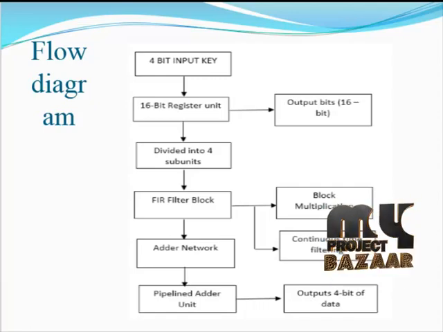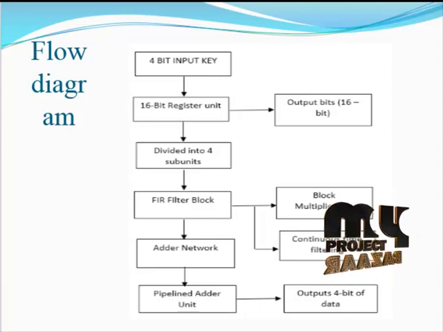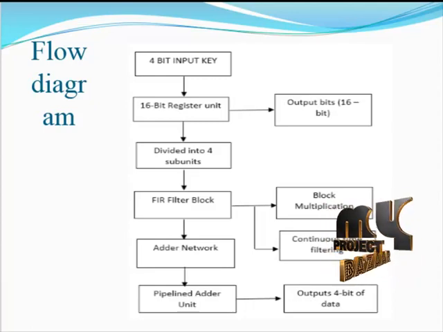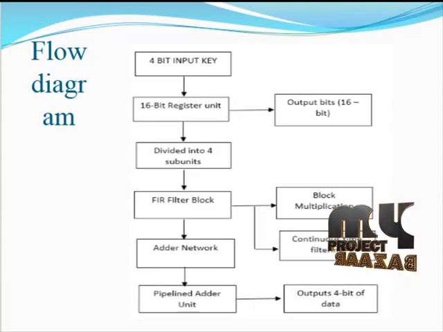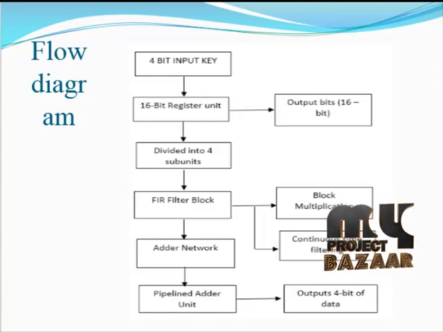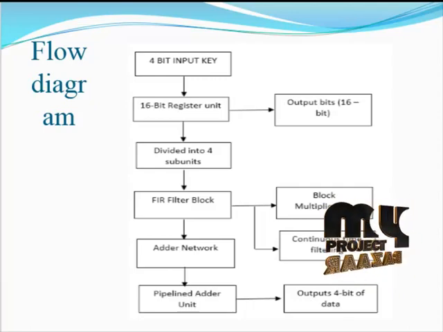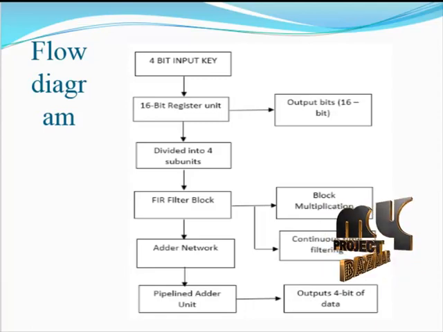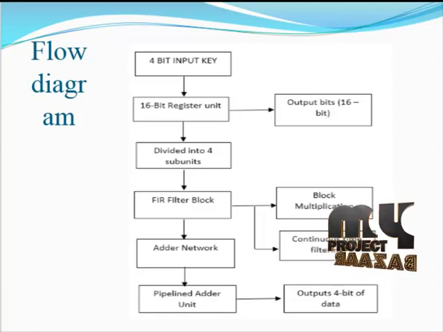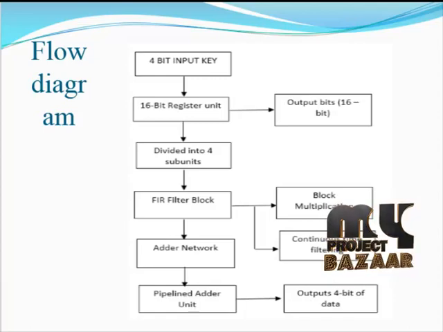The register unit has D flip-flops to store the data. The D flip-flop stores the data, and the input of the D flip-flop is given to the output. The clock signal is given as the control signal to the D flip-flop. The output of the D flip-flop never changes until the clock signal is given. According to the configuration of the 16-bit register unit, the output is also 16-bit. The output is divided into 4 subunits.